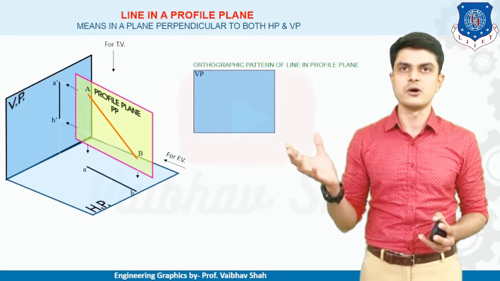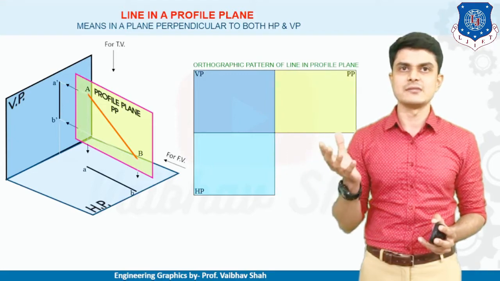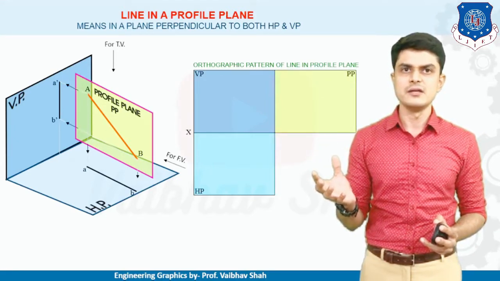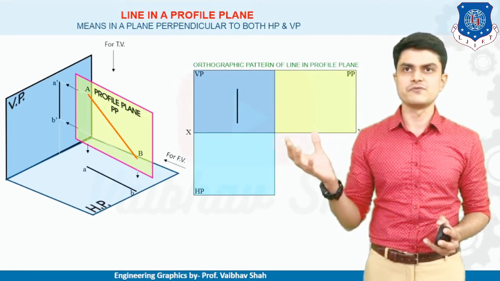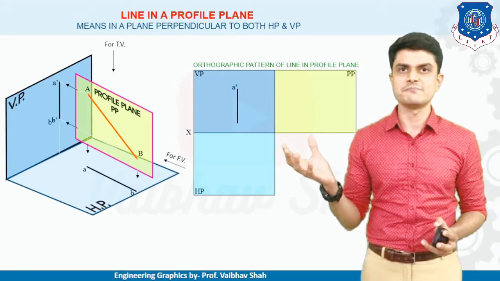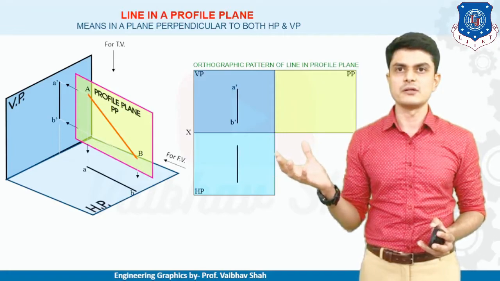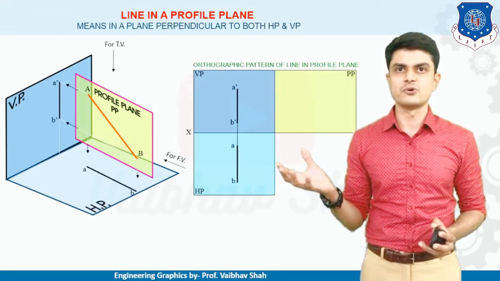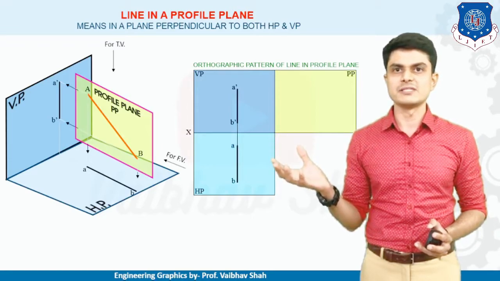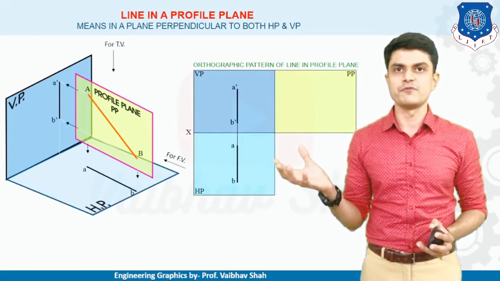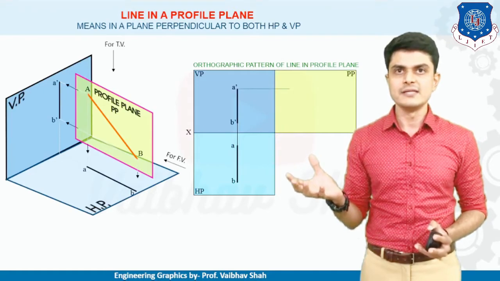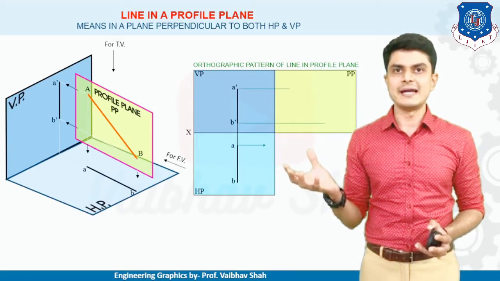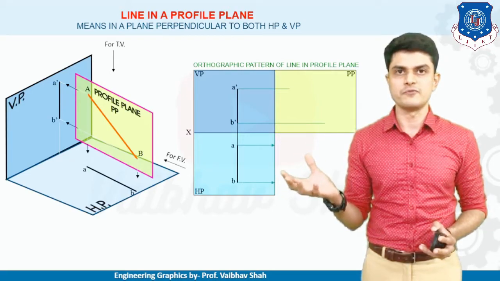Let us first draw VP, then HP, and then the profile plane. Thereafter let us plot this XY line, and then we'll start to draw the first view, which is the front view, A dash B dash. Then we'll plot the top view, which is A and B. Now we'll draw a vertical line from this line in order to show that our top view and front view are both on the same line. Then let us draw rightward lines from your front view. Let us draw rightward lines from your top view.